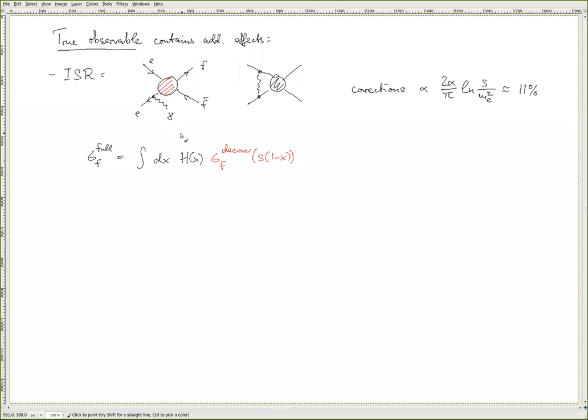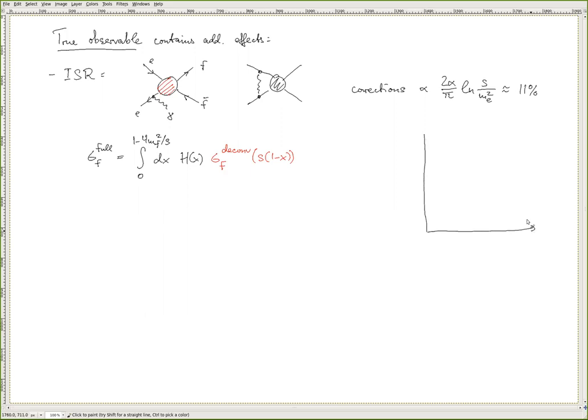Because when a photon is being radiated in the initial state, it carries away energy, the center of mass energy for this deconvoluted cross section is lower than S, right? So that's why there's a 1 minus X piece in there. X is basically the fraction of energy that is carried away by the photon. So the integral goes from zero, in case it's an arbitrary soft photon, up to the maximum energy that is available. And some energy has to go into producing the final state fermions, right? So that needs to be subtracted, but otherwise it would go all the way to the maximum.